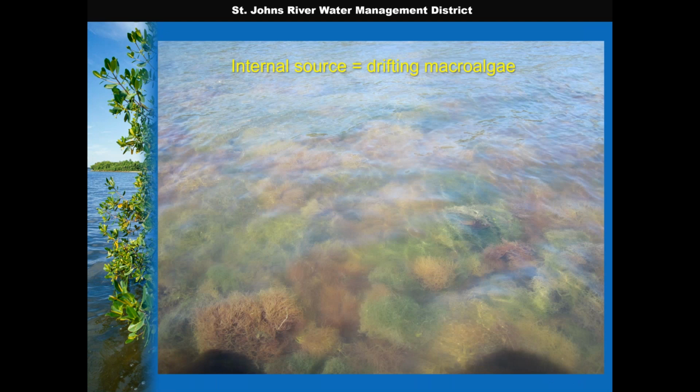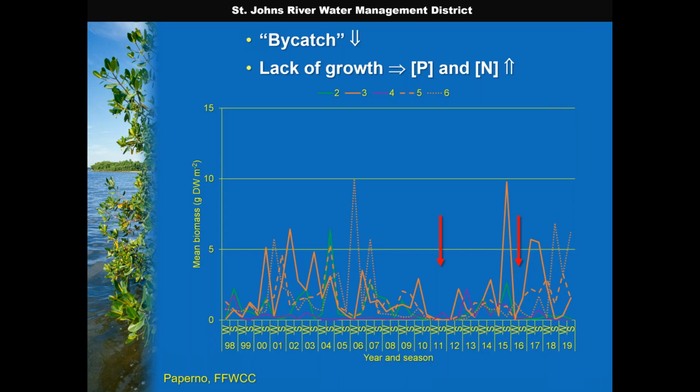Macroalgae, drifting macroalgae, is something that we see in the lagoon. This is an image showing you what it can look like at times. And again, this potentially is another way to affect the cycling of nutrients in the lagoon. Drift is typically a bycatch measurement from different kinds of sampling. In this particular instance, it's seining that's done by the Fisheries Independent Monitoring Group, and the mean biomass of drift algae is the y-axis over time.